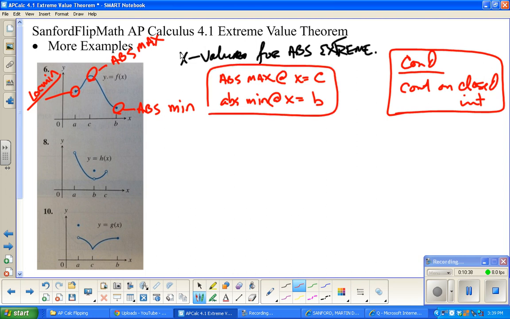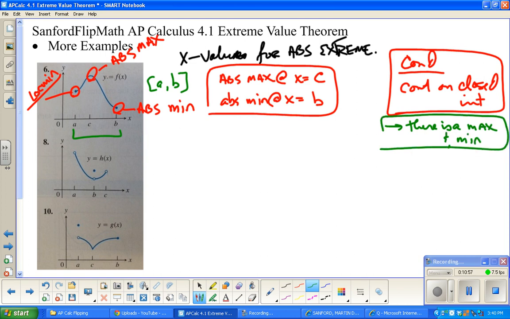Now, how is it consistent? Remember, the conditions again are on a closed interval. Well, we're on a closed interval, going from a to b inclusive, and all it says is there is a maximum and a minimum. That's what the whole extreme value theorem says. If you're on a continuous closed interval, then there is a max and a min. Well, I'm on a continuous closed interval, and look, there's an absolute max and an absolute minimum.